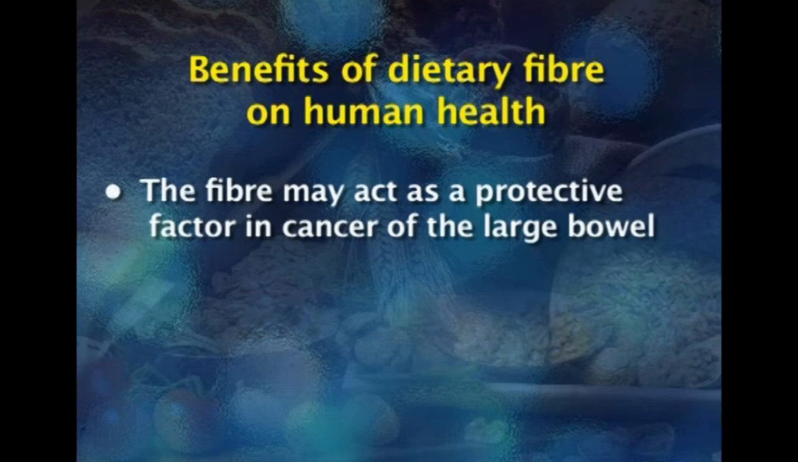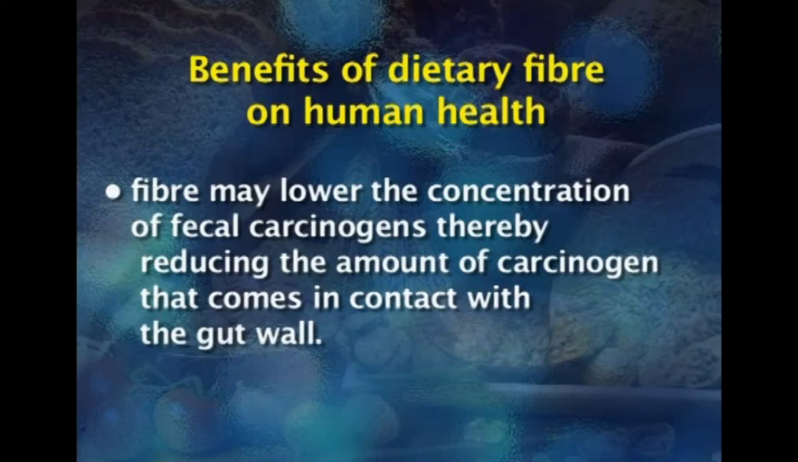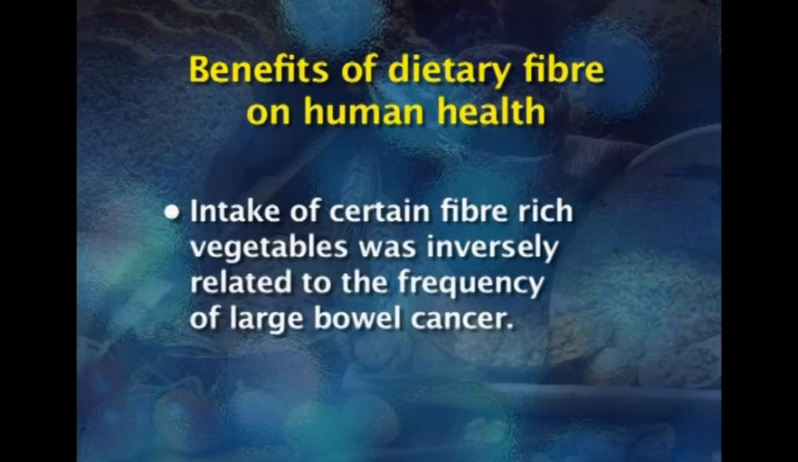non-vegetarians. It has been postulated that the dietary fiber may act as a protective factor in cancer of the large bowel by shortening the transit time, thus reducing the time for formation and action of carcinogens. In addition, through its stool bulking effect, fiber may lower the concentration of fecal carcinogens, thereby reducing the amount of carcinogen that comes into contact with the gut wall. There are several studies which have reported that ingestion of certain fiber-rich vegetables was inversely related to the frequency of large bowel cancer.